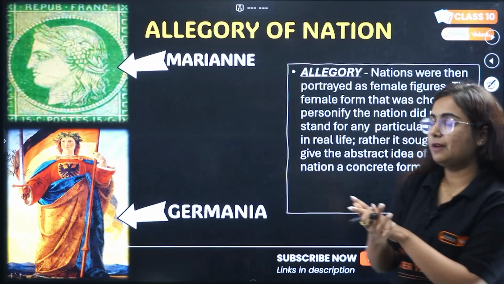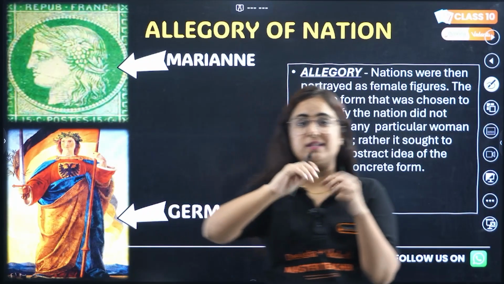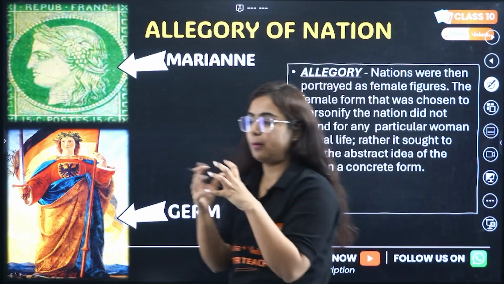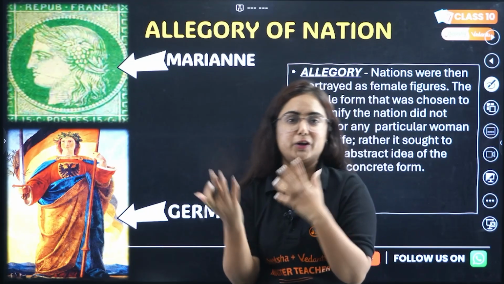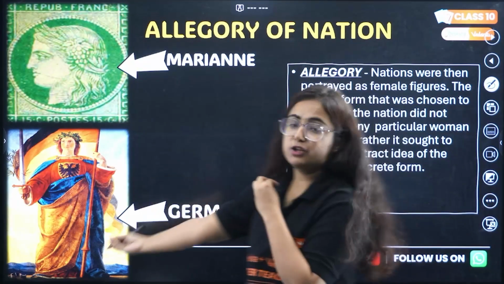Like Bharat Mata for India, we have Marianne for France. We have seen on the stamps the figure of Marianne. Christian name Marianne was a popular name in France, and hence it was chosen to represent the allegory of France. We have similarly Germania, who is representing Germany.